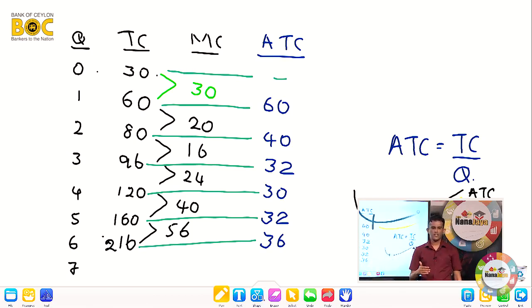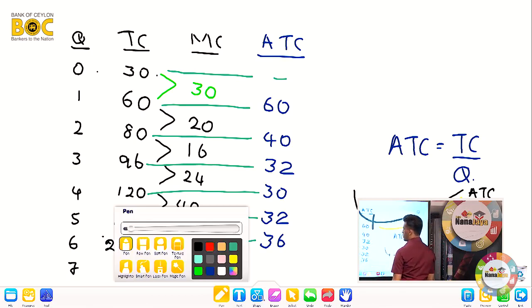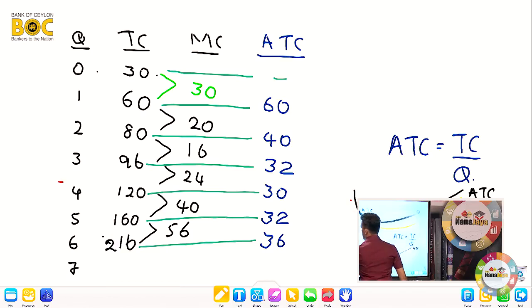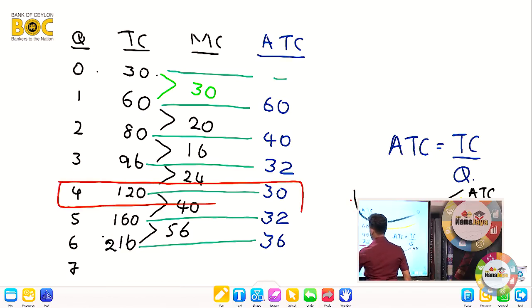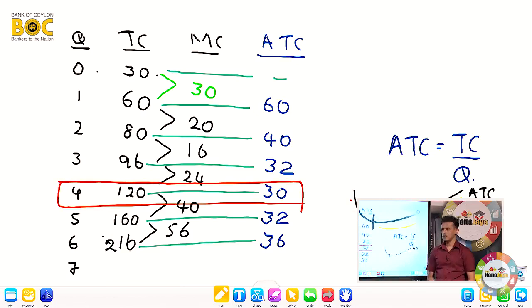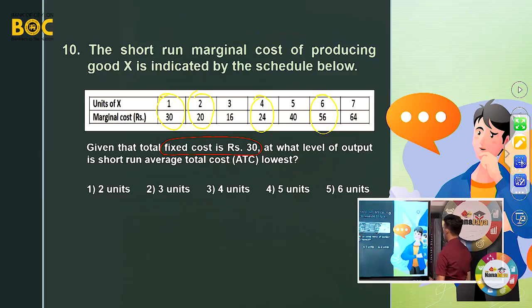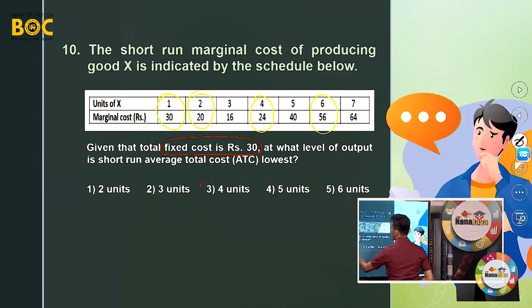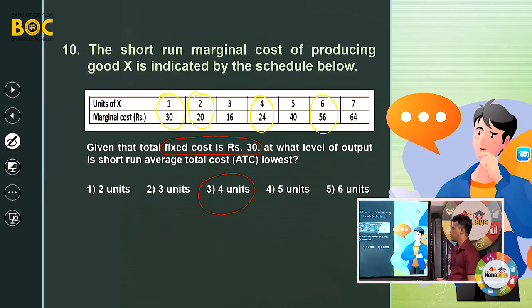So after the ATC started to increase, as it is taking a U shape, there is no point in expecting a further reduction in ATC. That doesn't happen. Therefore, based on this information, we can identify the output which gives the lowest ATC. The lowest ATC is given at 4 units. Based on this, the answer should be four units, the answer number 3.